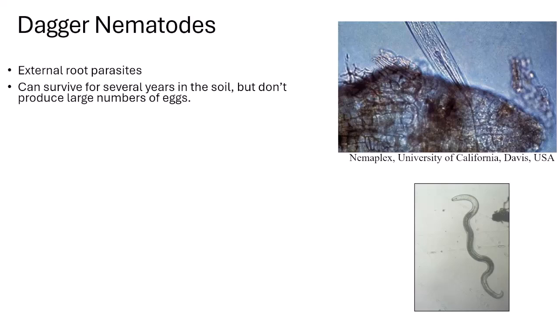Dagger nematodes are external root parasites. This is important because they are not living inside of the tissue of your roots. You hear about root knot nematodes, and a lot of times you have to look inside the roots to find those things. They can survive several years in the soil. That's another thing that kind of sets them apart from other nematodes. They're very long-lived, the adults are, and so they don't really multiply very quickly. They don't build up in numbers very fast, but they are going to stick around for a long time.